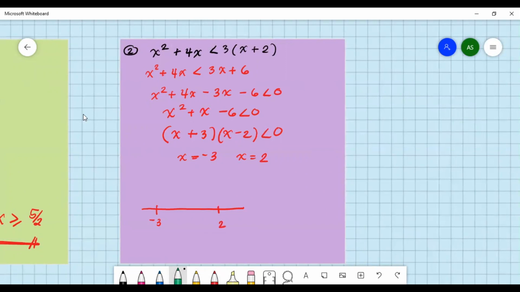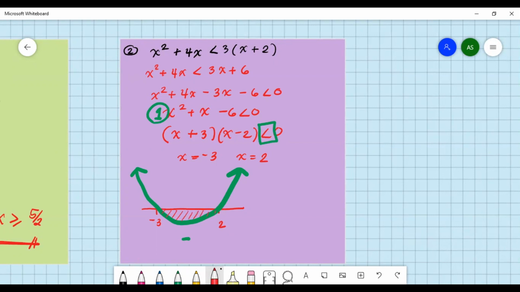Now, take a look. The value of a here is 1, which is positive. So that means it's a parabola opening upward and of course passes through the roots of your quadratic equation. Your inequality says it must be less than, so the only time it will be less than is below the x-axis. So this is the negative part. That means we will be taking this portion only.